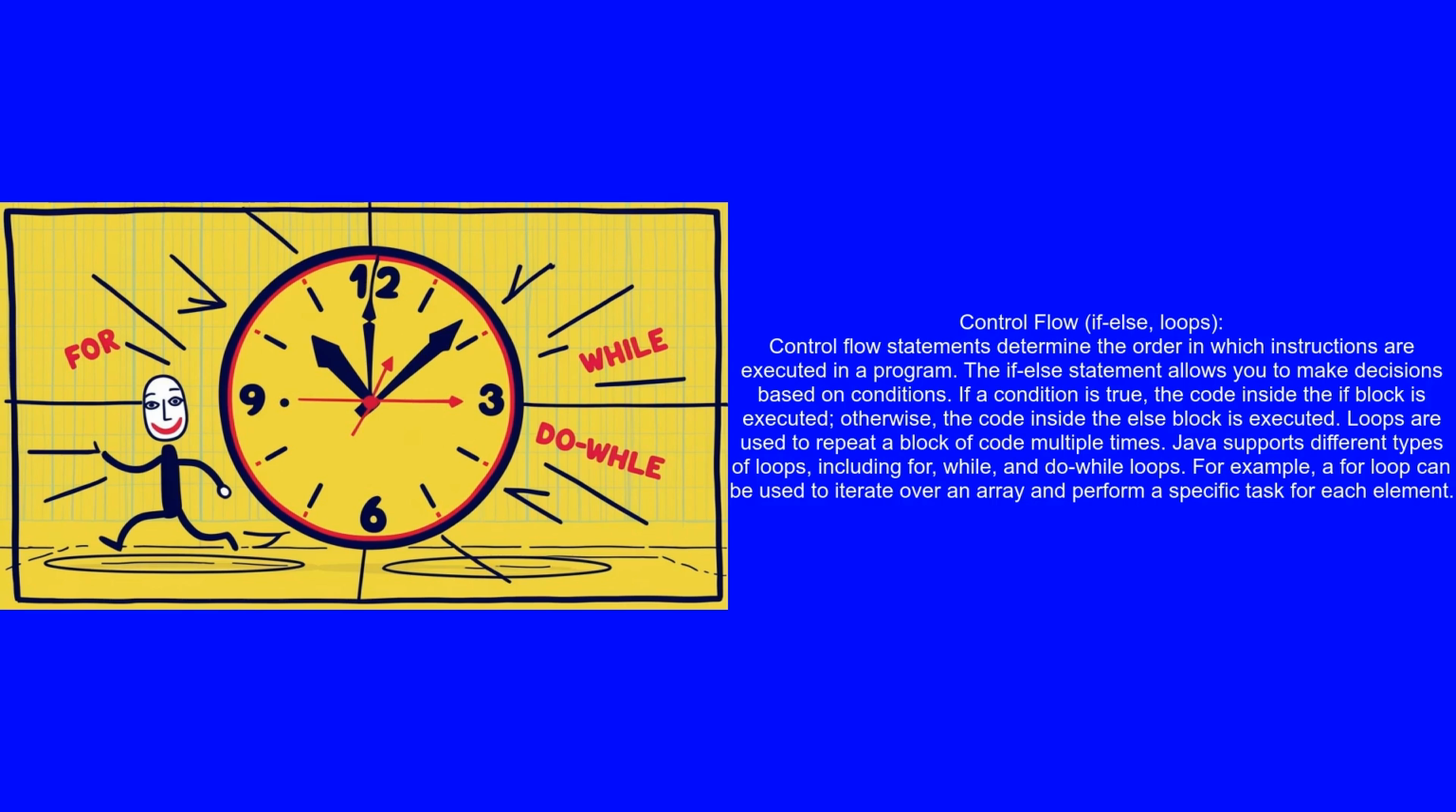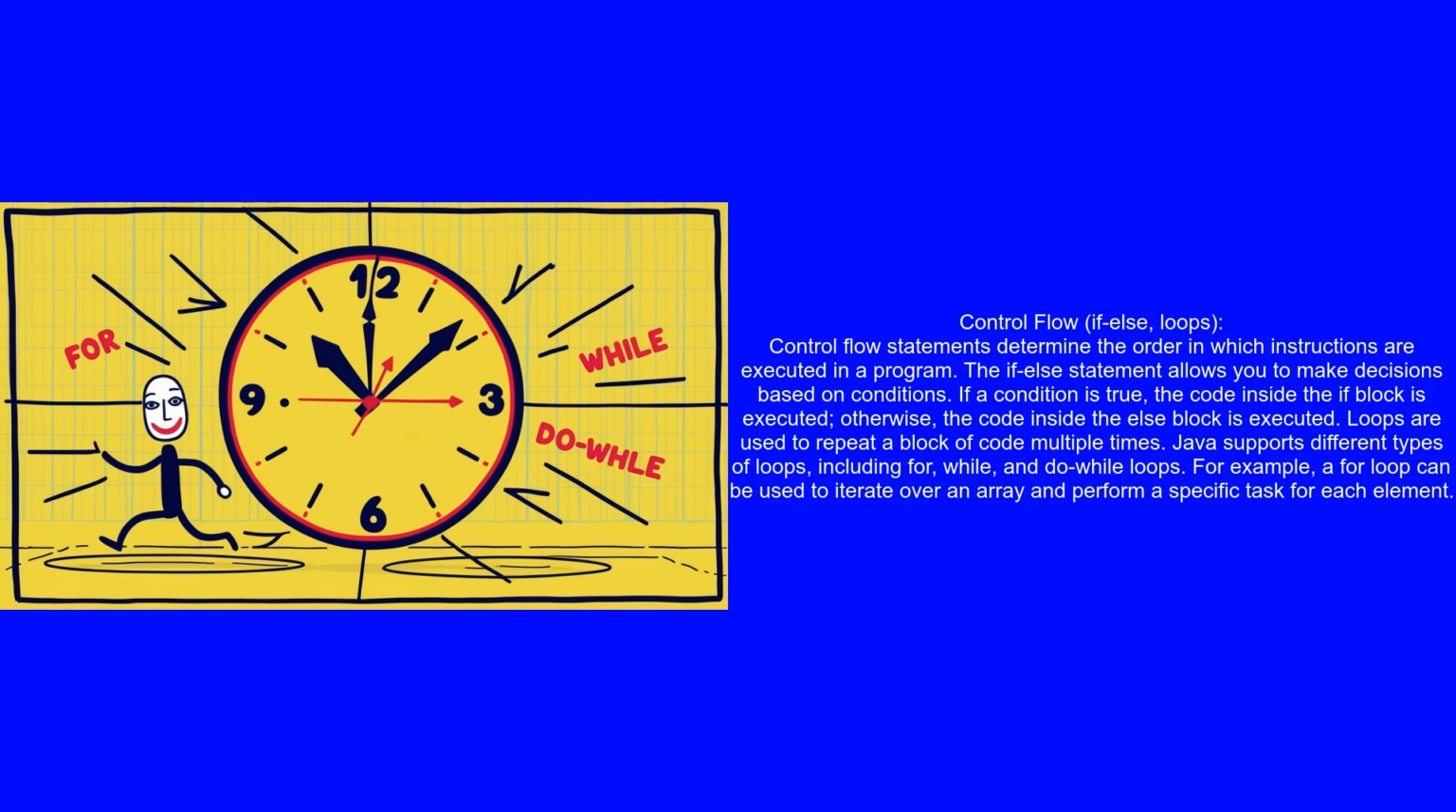Now, let's move on to loops. Loops are super handy because they allow you to repeat a block of code multiple times. In Java, you have different types of loops to choose from, like the for loop, while loop, and do while loop. For example, you can use a for loop to go through each element in an array and do a specific task for each one. So, to sum it up, control flow statements help you make decisions in your code, and loops help you repeat tasks efficiently. It's all about organizing the flow of your program to get things done the way you want them to.